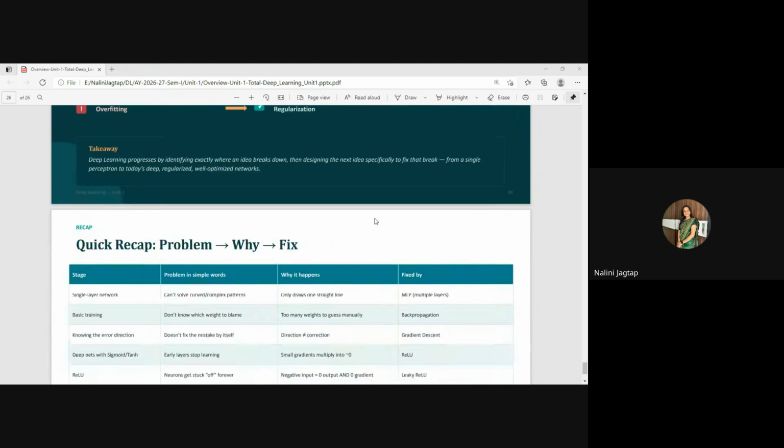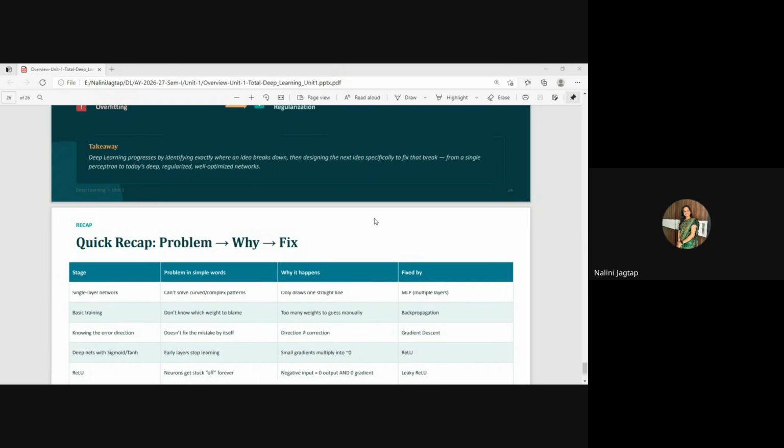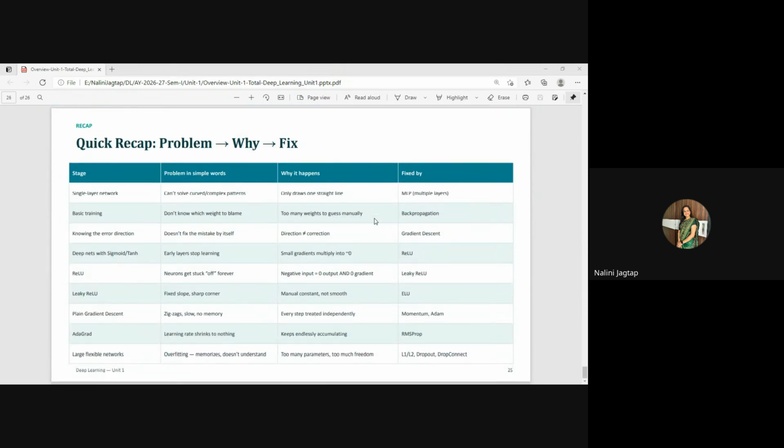Deep learning progress is about identifying exactly where an idea breaks down and then designing the next idea specifically to fit that break. From the single perceptron to today's deep, regularized and well optimized network. So this is our quick recap of the problem, why, and fix. A single layer network can't solve curved problems, it only draws one straight line, and we have the solution of MLP. Then in basic training, there are too many ways to guess manually, so we have backpropagation. So with this quick recap, we have reached up to overfitting.